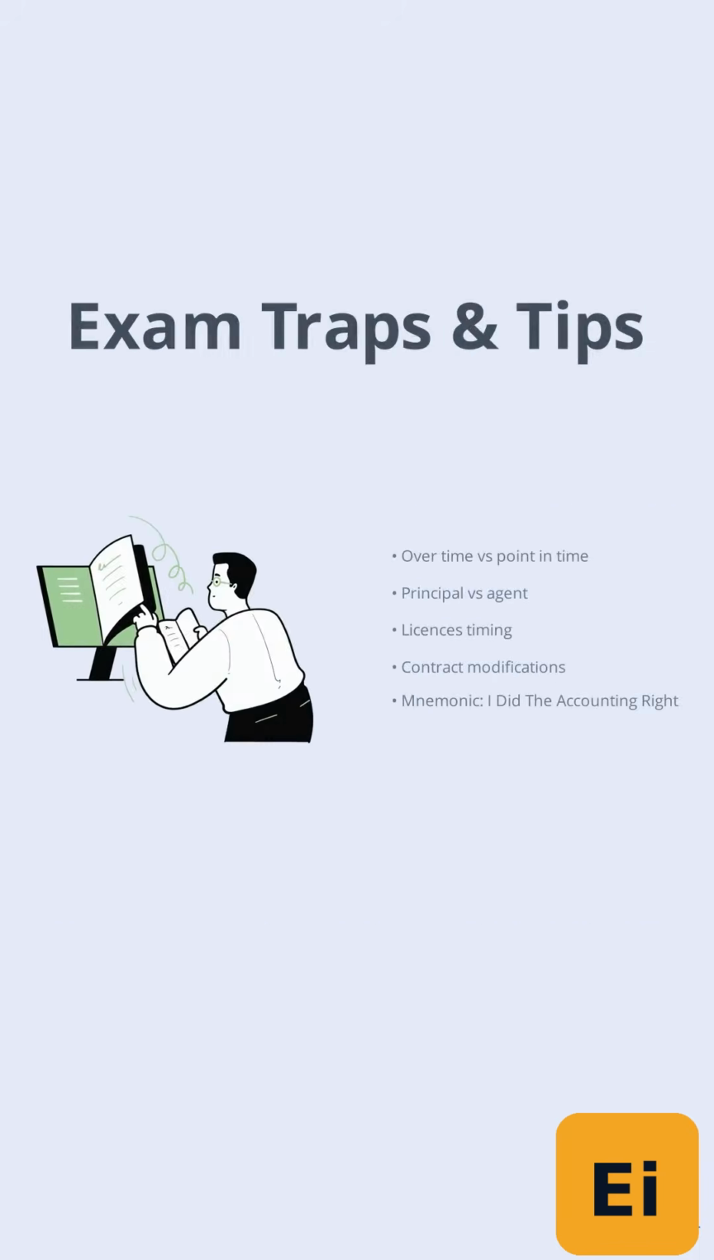When it comes to actually recognizing revenue, there are a few common exam traps to watch for. Revenue can be recognized over time if the customer receives and consumes the benefit as you perform, or if your work creates or enhances an asset the customer controls. Otherwise, it's recognized at a point in time when control transfers, which you check using 5 indicators.